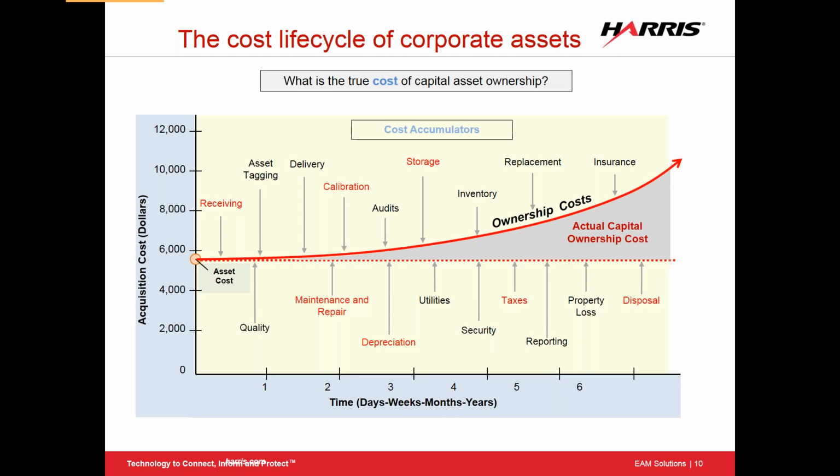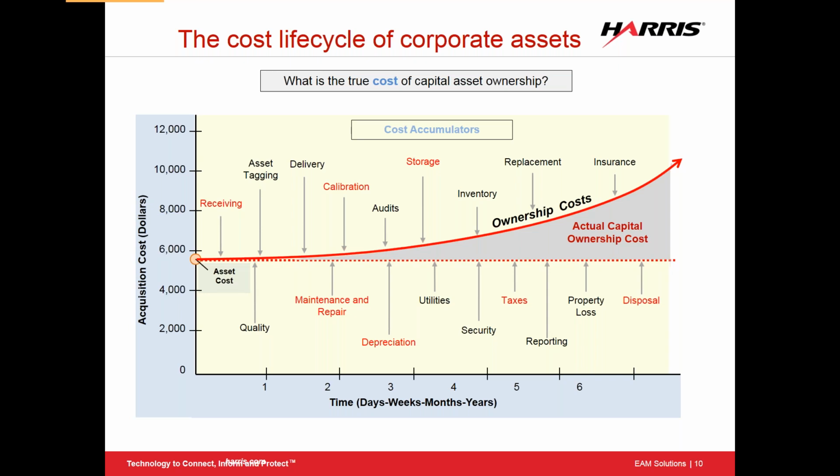You buy an asset at a particular cost. You've got receiving costs to add to it. You've got quality inspections. You've got tagging. You have to move it around, deliver it to the user perhaps, or put it in a warehouse somewhere. You've got to maintain and repair it over time. You've got to calibrate it perhaps. Obviously, you're going to depreciate it over a period of time. You're going to have audits, inventory control. You're going to have storage costs. You're going to pay for utilities to store it or run the machine.